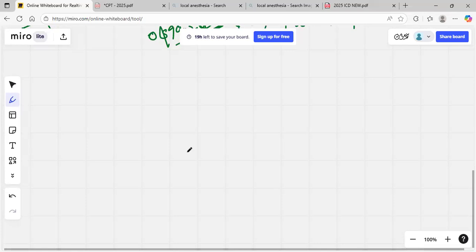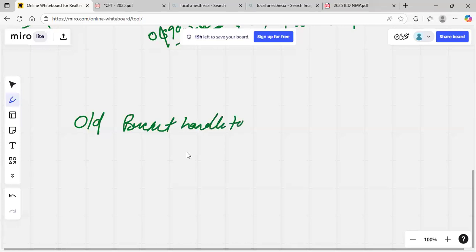Okay. Let's try to solve that question together. Then we will do another question that you need to solve. Then we will move further. So our question is old bucket handle tear of right medial meniscus.